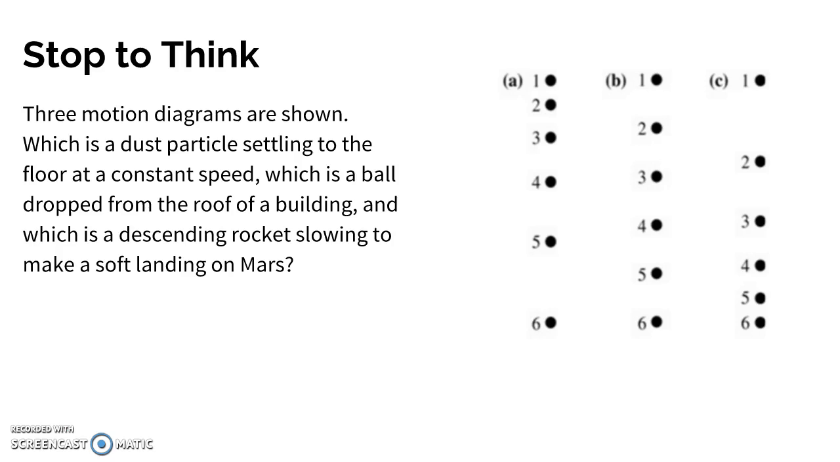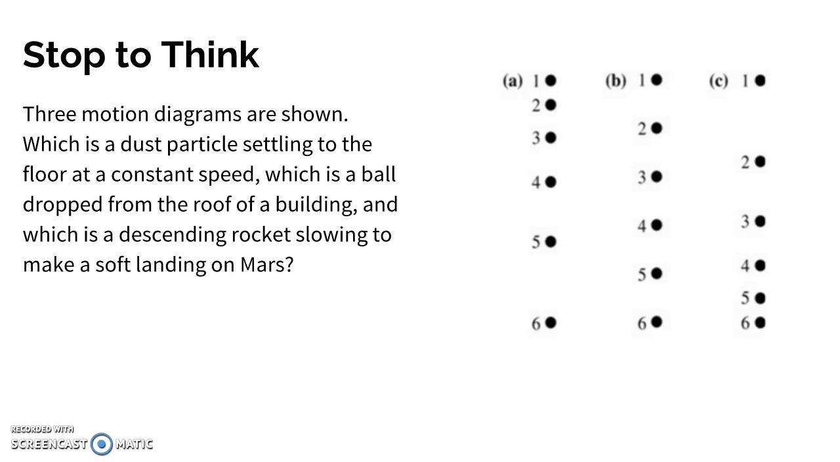Next, a ball being dropped from the roof of a building. When you drop a ball, gravity causes the ball to accelerate. So it starts off slow and gets faster and faster. You've seen that every day in your life, even without noticing it. So if you drop a ball from a building, it starts slow and gets faster. That means smaller spaces will get bigger and bigger. So that's going to be option A.